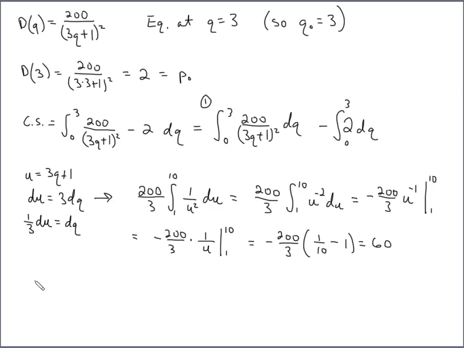Okay, and then for the other part, that's the easy part, the second integral. 2 from 0 to 3. It's just going to be 2q, evaluated between 0 and 3. So that's just 6. So remember, that's minus this second integral here, so the consumer surplus is going to be 60 minus 6, or $54, assuming that the units of money are dollars in this one.